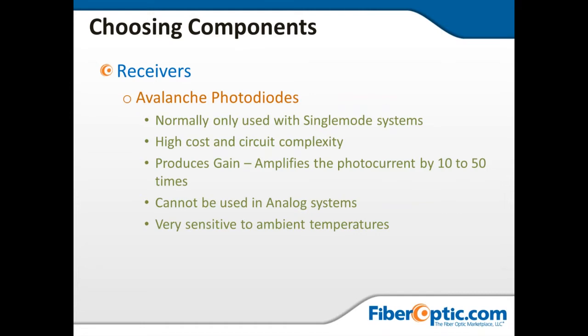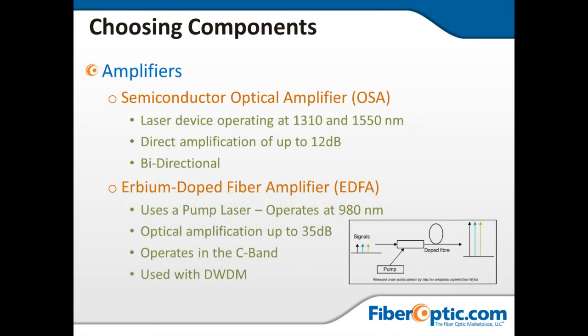The avalanche photodiodes are typically single mode only, very high cost and complex. Now, if you can think, it produces a gain, or it amplifies a photocurrent received by up to 10 or 50 times. So it's not an analog system device. It's very sensitive to ambient temperatures.